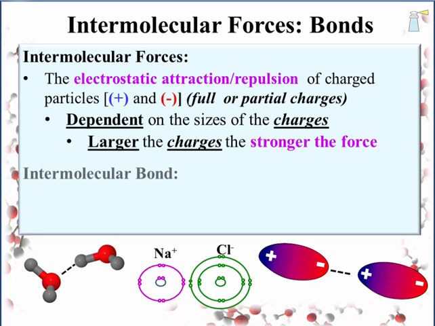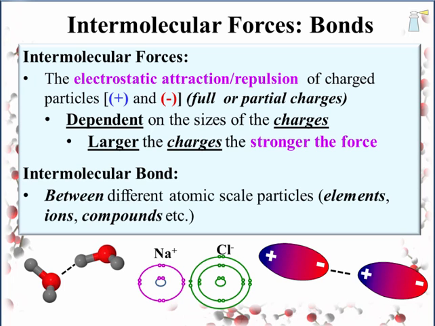And then there is the intermolecular bond. These are the electrostatic interactions between different atomic scale particles. That includes elements, ions, and compounds. When dealing with two particles, intermolecular bond, intermolecular force, and intermolecular interaction are generally talking about the same thing.